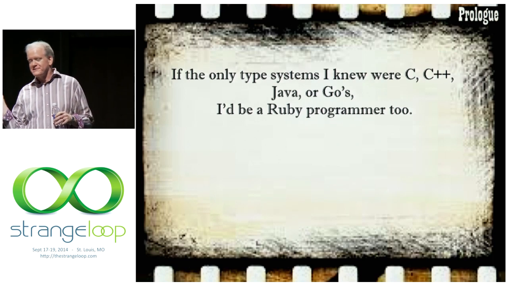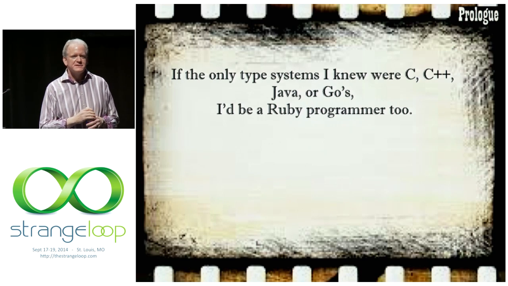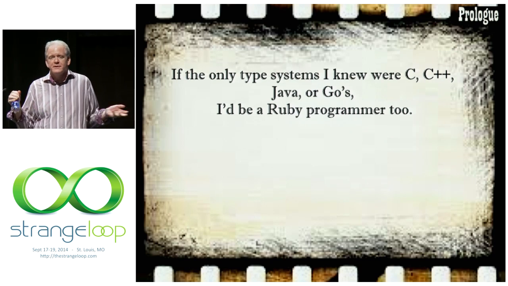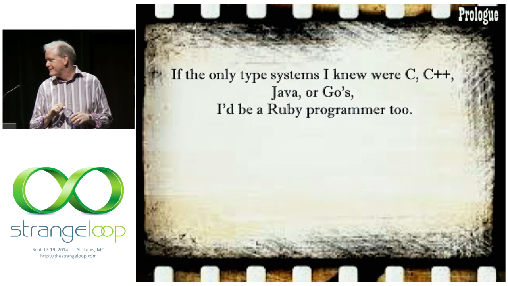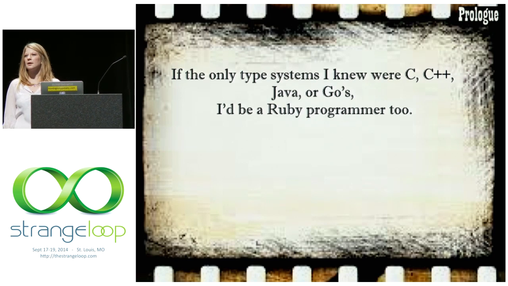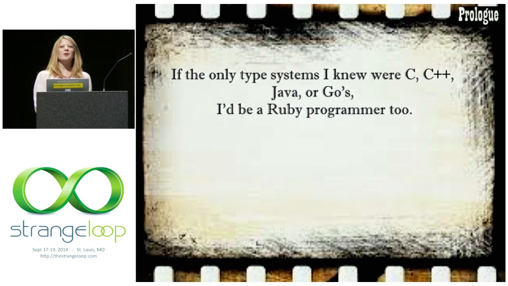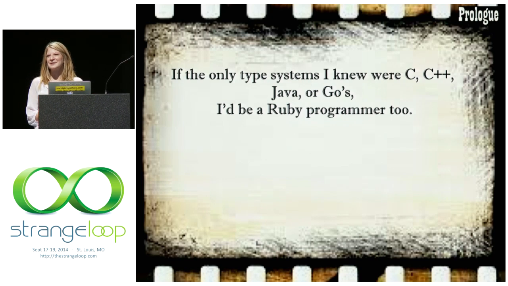This is literally what I told Amanda. If the only type systems I was familiar with were Java, C, C++, or Go's, I'd be a Ruby programmer too. Yeah, and this is exactly why we had so many crappy Ruby developers that are now crappy Clojure developers.